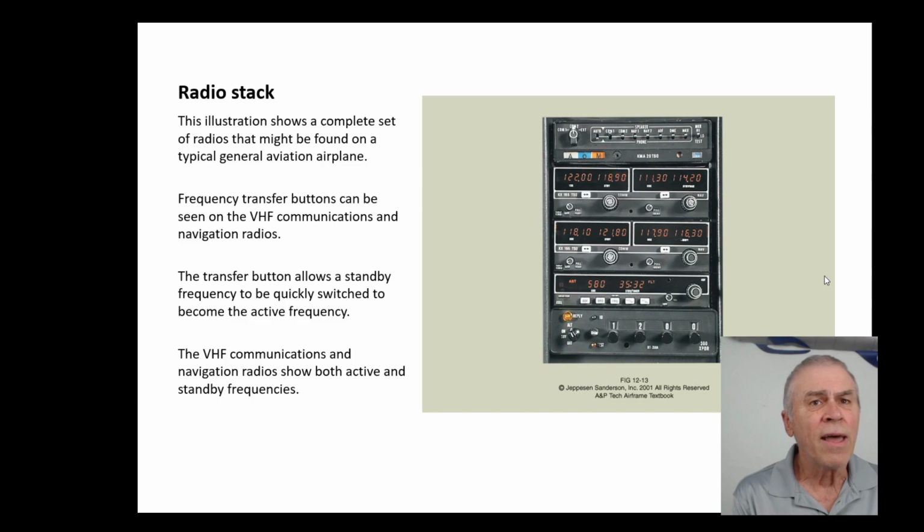A radio stack. This illustration shows a complete set of radios that might be found on a typical general aviation aircraft. The frequency transfer buttons can be seen on the VHF communication and navigation radios. Normally it'll say COM on one side and nav on the other. Yeah, you can see the nav. I can't quite see the COM. Oh, there it is, COM.